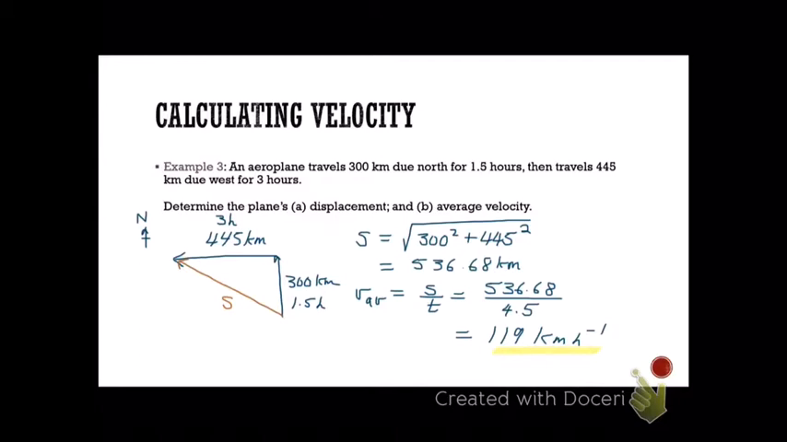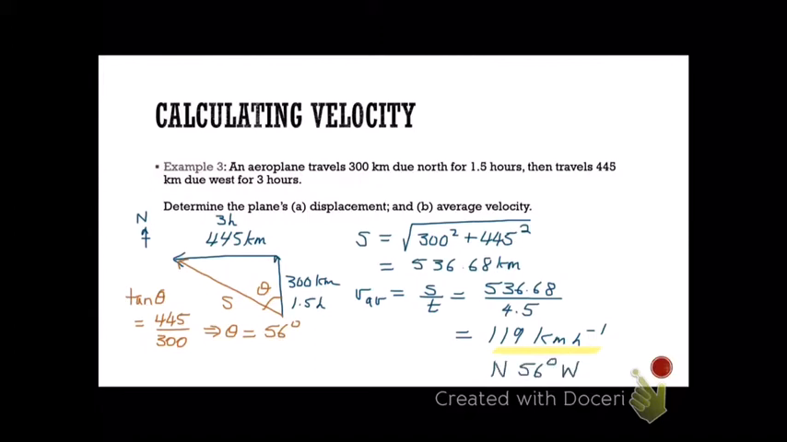But remember that a vector is not fully described unless you include the direction. So we need to work out this angle, which I've labelled theta. The tangent of theta in a right triangle is the opposite side over the adjacent side. So tan theta equals 445 over 300, which implies that the angle is 56 degrees. You simply use the inverse tangent function on your calculator, which is usually tan minus 1 or arctan.